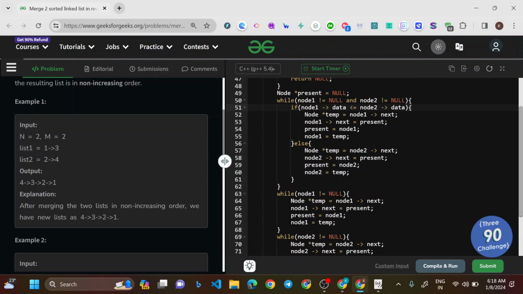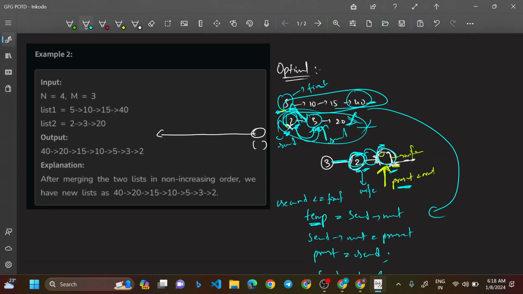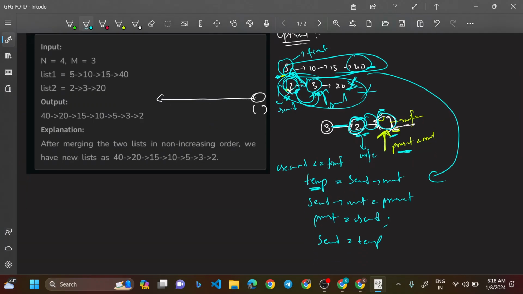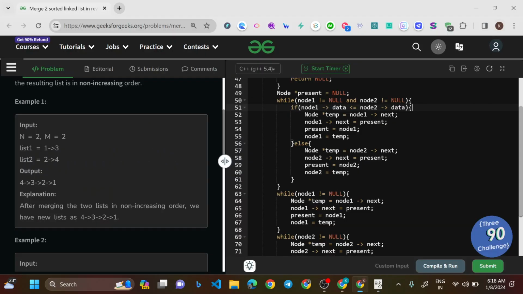So first take node temp to be your node 1's next. Now put node 1's next to be your present, the same thing that we have done. So first store your next, and in the next you put your present. This is the marriage that you're doing, the marriage or linking. Marriage is fine, marriage is good instead of linking. Now your present is up to node 1. Now you're updating: your husband turns to wife, husband turns to wife.